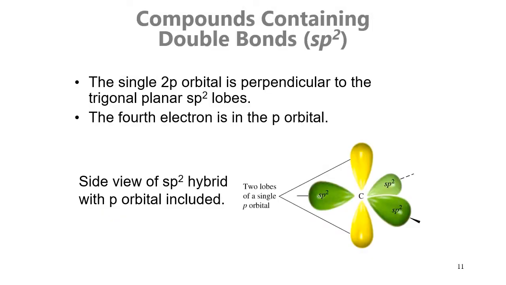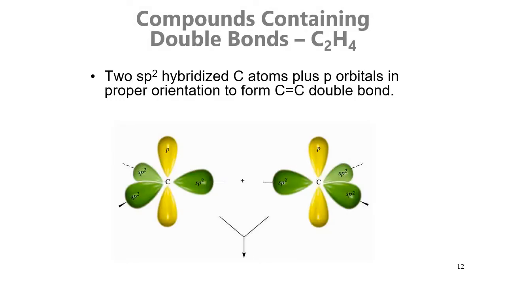For any compound containing double bond or hybridization sp2, the single 2p orbital is perpendicular to the trigonal planar sp2 lobes. So the single p orbital is perpendicular to the plane, meaning that it's 90 degrees here. So the fourth, which is the last one, is the p orbital. So side view of sp2 hybrid with a p orbital is included.